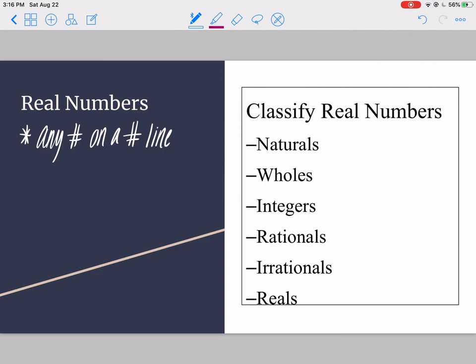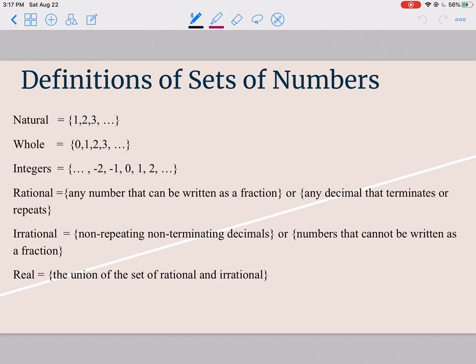Okay, so within the real numbers, any number that you can think of on a number line, we have different sets of numbers within those. Okay, so the ones we're going to learn about today are the natural numbers, whole numbers, integers, rationals, irrationals, and reals. This you don't have to write down quite yet because we're going to define them in just a second. And these are all numbers you're very familiar with. We're just going to actually formally define them today.